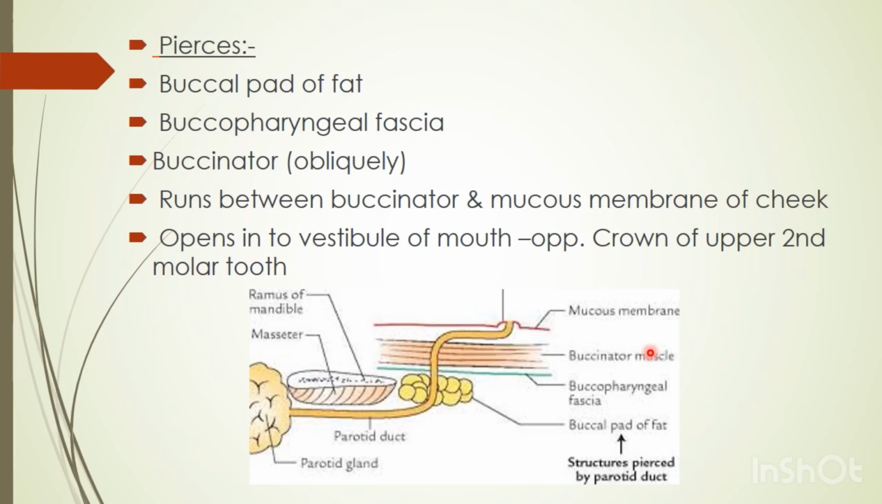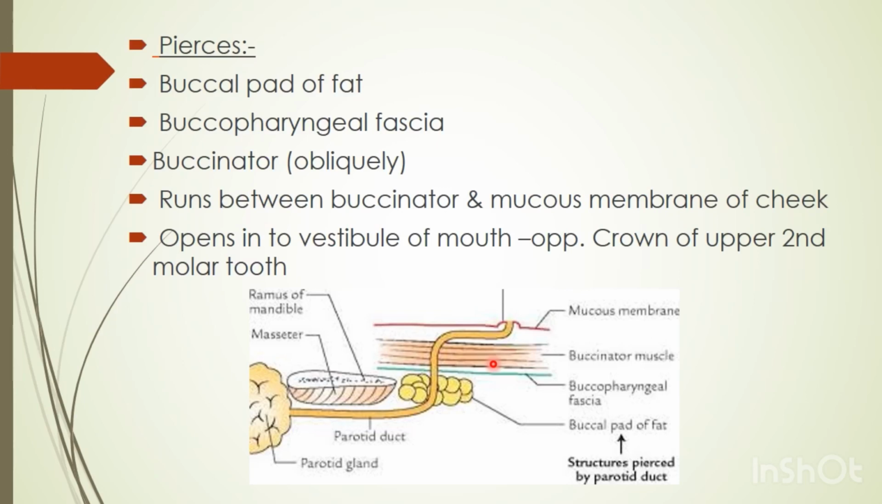Now the structures pierced by the parotid duct, in order, as you can see here, are the buccal pad of fat, the buccopharyngeal fascia, and the buccinator muscle. Then it runs between the buccinator muscle and the mucous membrane of cheek and opens into the vestibule of mouth exactly at the crown of the upper second molar tooth.